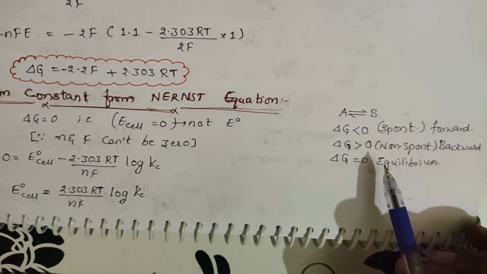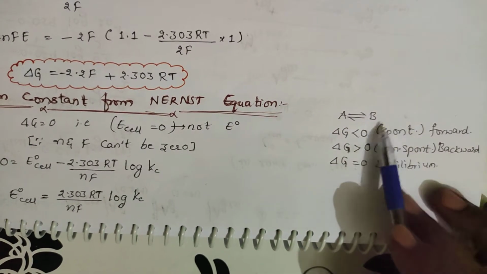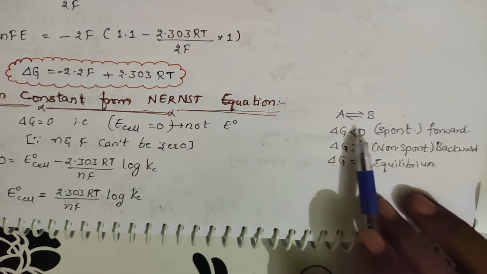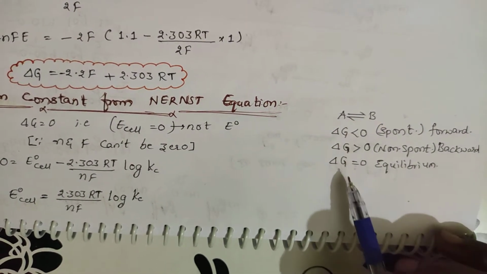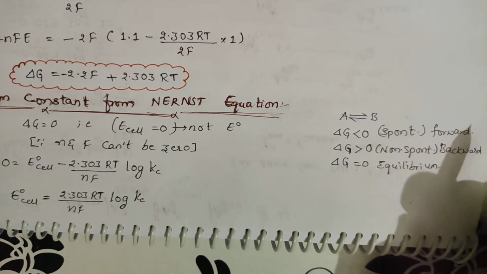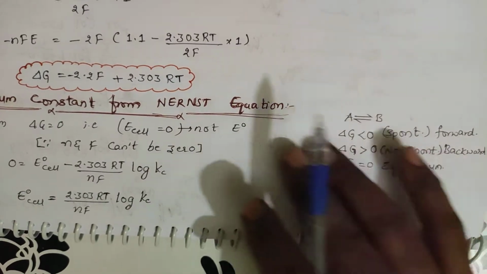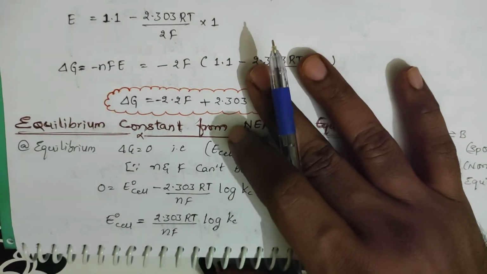If delta G is positive, then the reaction is non-spontaneous. Non-spontaneous means reactants will not form products, which means the reaction is moving in the backward direction, because you have the equilibrium. When delta G is equal to 0, then it is in equilibrium, which means the rate of the forward reaction will be equal to the rate of the backward reaction of A getting converted to B. So now I am taking the condition at equilibrium.